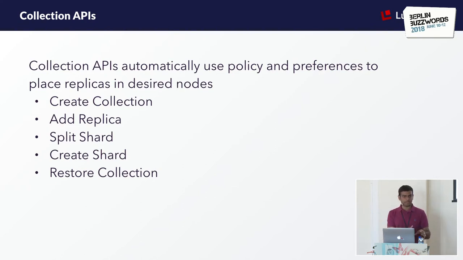So the smarts that you had to build in to figure out which node it had to go to are now abstracted away. Similarly, when you split shards or you create shards, if you're doing manual routing, you can keep adding shards over time. You can use these to figure out where the shards should land. And when you back up and restore collections, while doing a restore, you need to figure out the ideal place to restore a Solr collection. So the restore API also taps into this.